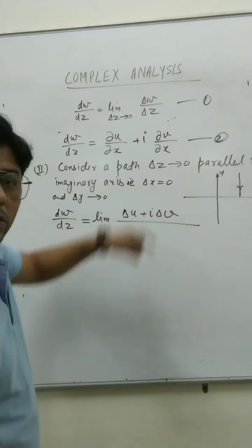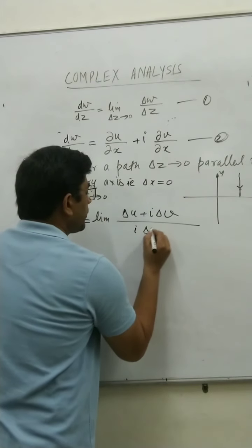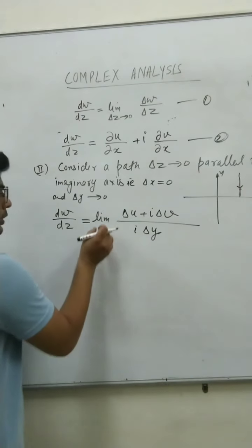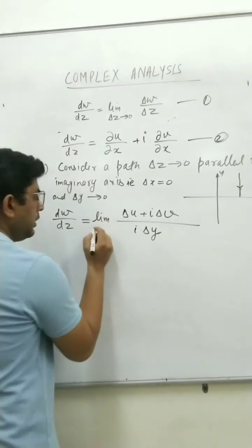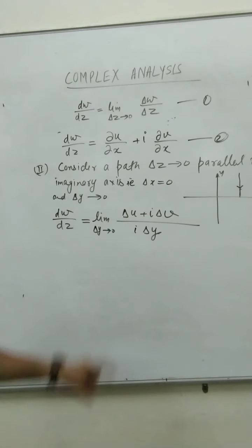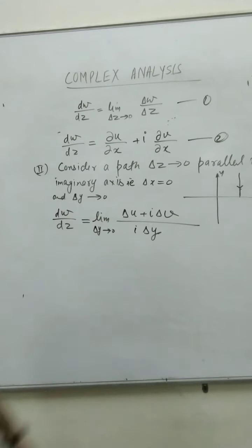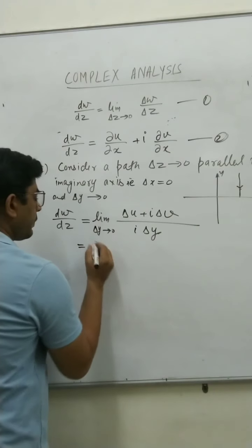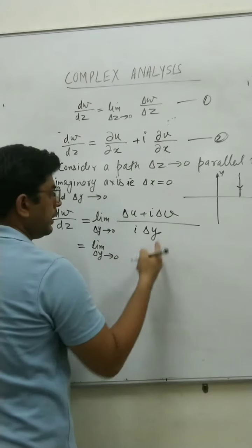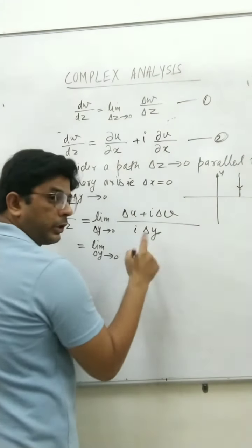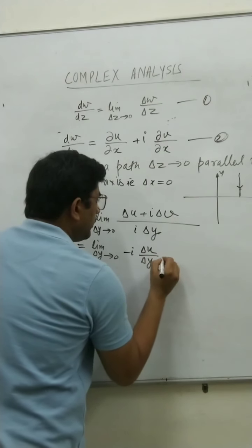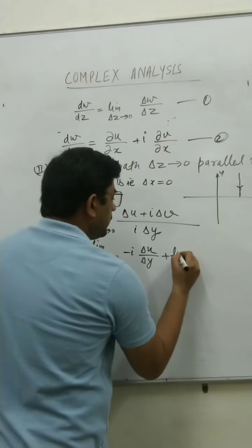So delta x is 0 now, so the remaining is i delta y. Now there is no x, so we do not have to write x here, we have to write only delta y tends to 0. Okay, the limit will be only on y, delta y tends to 0. Again, this is limit delta y tends to 0. We can write this 1 upon i as minus i. So minus i delta u upon delta y plus i is cancelled here.